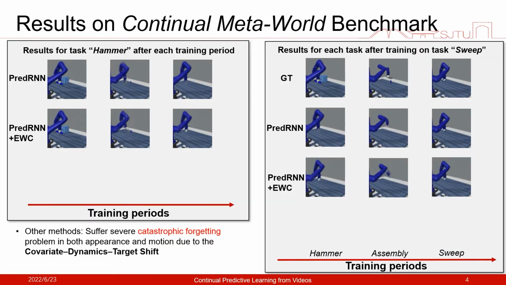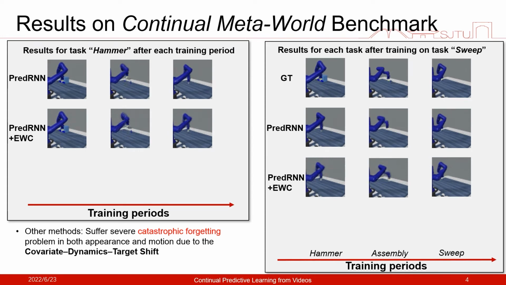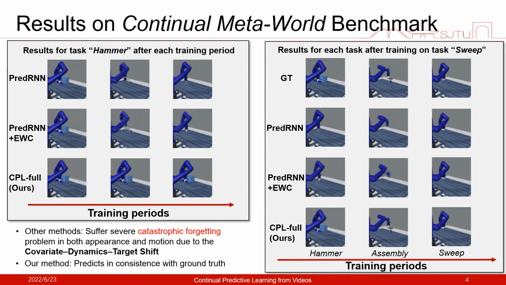We evaluate the video prediction method PredRNN and its combination with the classic continual learning method EWC on the continual Meta-World benchmark, and demonstrate the result for both the first task hammer after each training period and the results for each task after training on the last task sweep. The results show that both methods suffer severe catastrophic forgetting problem in both appearance and motion due to the covariate, dynamics, and target shift, while our method CPL is always able to predict in consistence with ground truth.